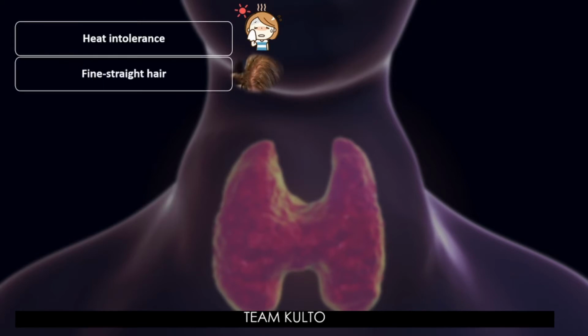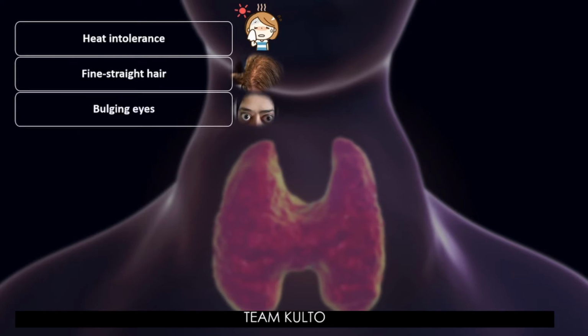Now, another thing, fine straight hair. Hair loss is another sign that thyroid hormones may be out of balance. Have you noticed that people with hyperthyroidism have thin hair, very fine, very straight hair? Both hypothyroidism and hyperthyroidism can cause hair to fall out. In most cases, the hair will grow back once the thyroid disorder is treated.